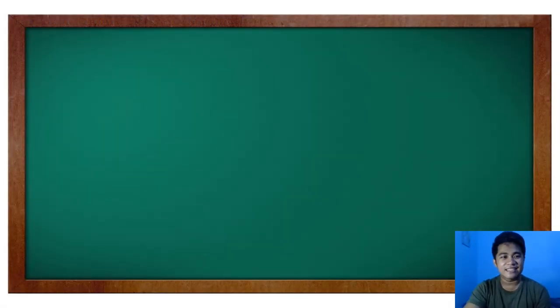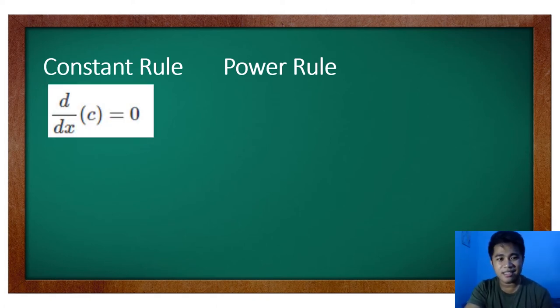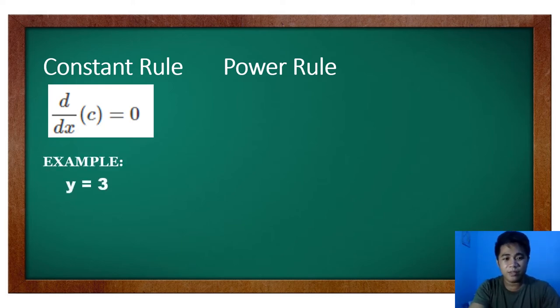We will start with the constant rule and the power rule. The constant rule states that whenever we try to differentiate a constant number, that is always equal to zero. Whatever number it is, like 1,100, or even if it's negative or positive, whenever you differentiate a number or a constant, that is always equal to zero. Always remember that. That's the first rule, the constant rule. Say our example, we have y equals 3 and we try to differentiate that.